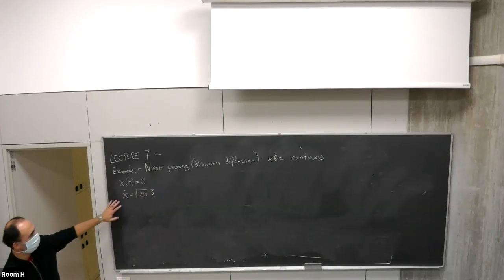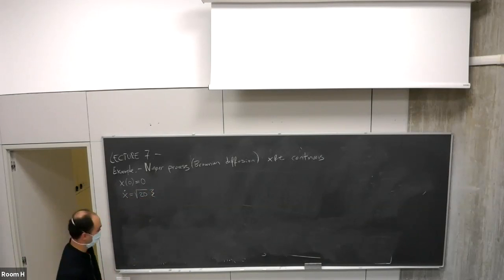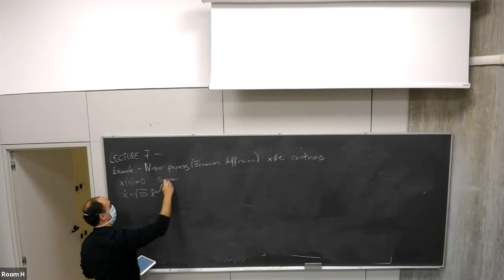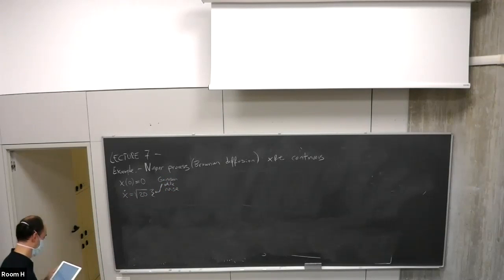X dot, the velocity, is the square root of 2D times noise. This noise we call Gaussian white noise, and a detailed explanation will come later. Gaussian, white. It's an uncorrelated process.